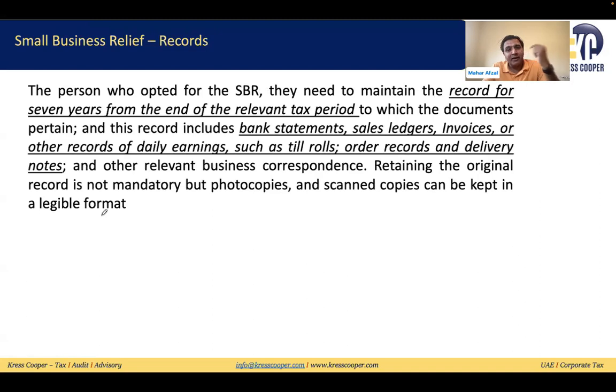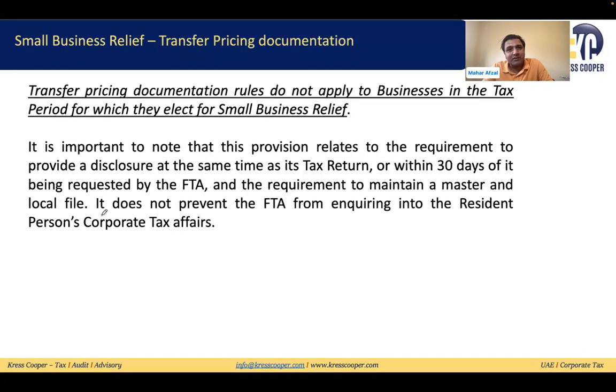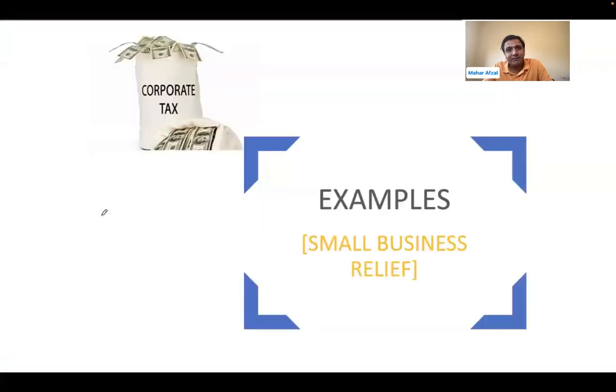Election, this is optional, as we discussed. A record, you need to maintain the record for at least a period of 7 years from the end of the relevant tax period. And this record can be bank statement, sales ledger, invoices, all these things. Transfer pricing documentation is not required, as we discussed earlier, but you need to follow the transfer pricing principles.